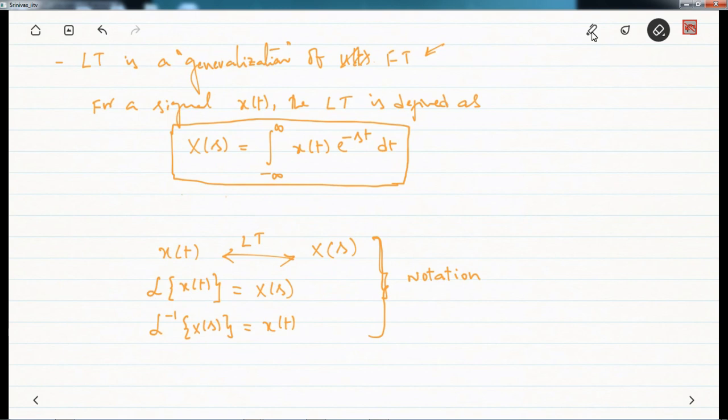And one more obvious thing to note is X(s) is a function of s. So it is a function of the parameter s, where s is equal to some complex number, sigma plus j omega.